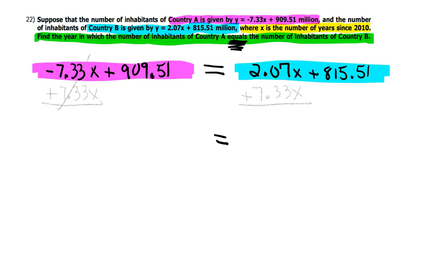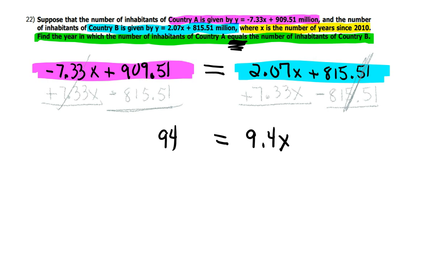Now when I do that, I'm going to get a 9.4x. But I don't want the 815.51 over here because I just want X's on the right side. So I will do a minus 815.51, so this cancels out and I have no non-X's over there. But I'll have to subtract the 815.51 from this side. And that's nice because the 0.51s cancel out and you're actually left with just 94.